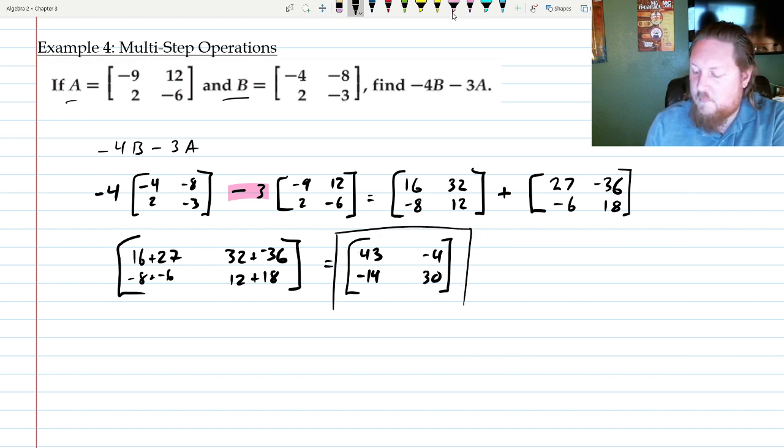So I get it down to one matrix that is the same dimensions as the original matrices A and B. And that's always a good check. When you're adding or subtracting matrices, it should be the same size when you're all done, dimension-wise, as what you started with.